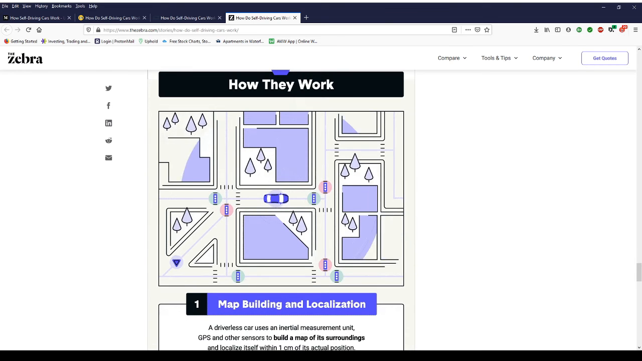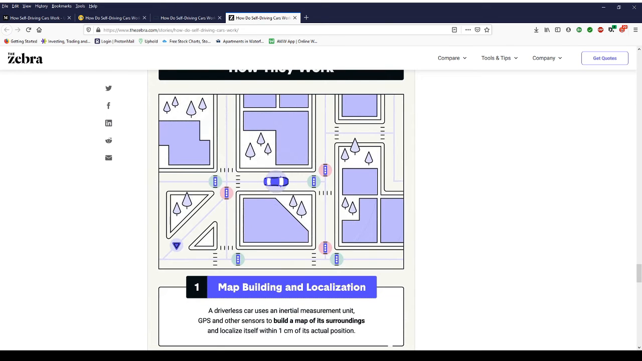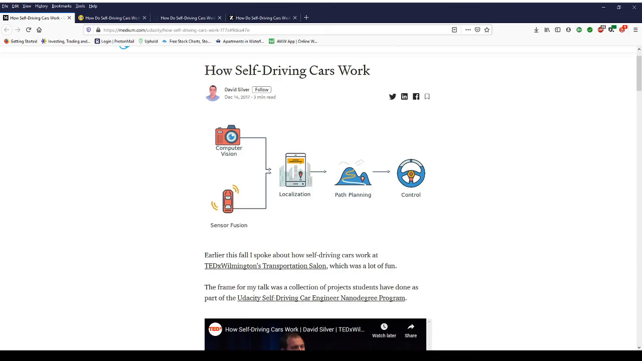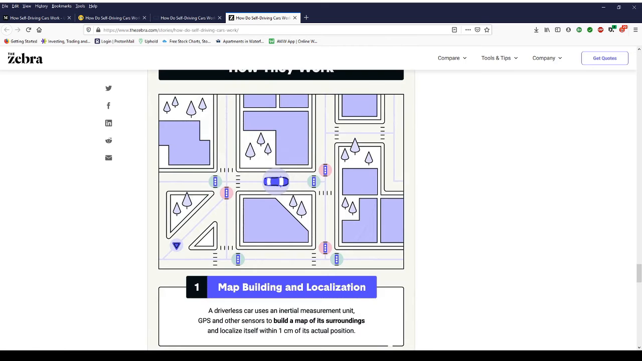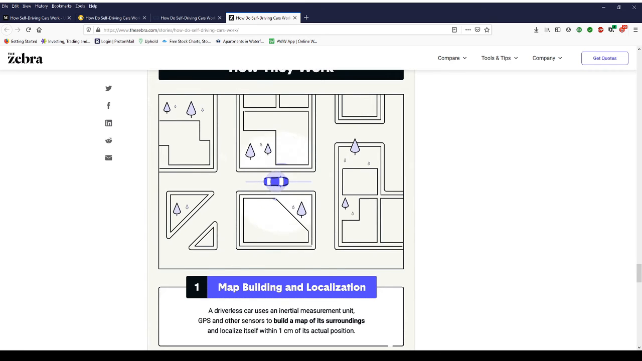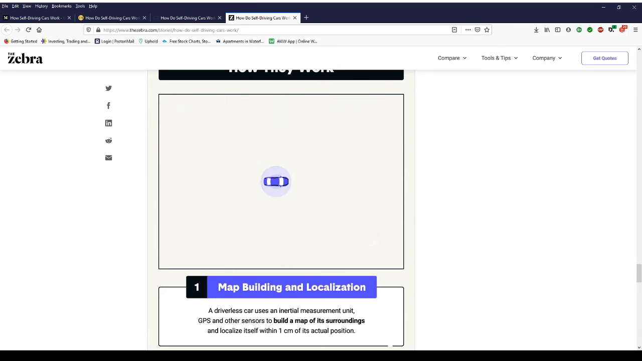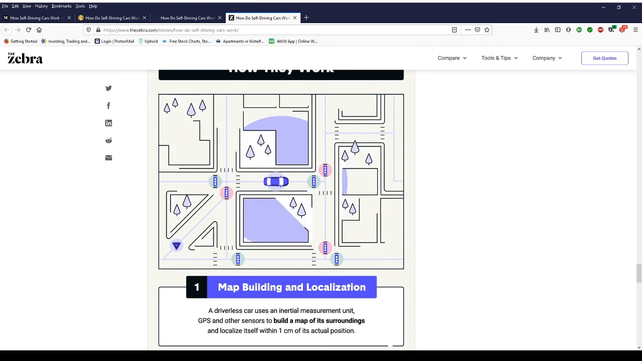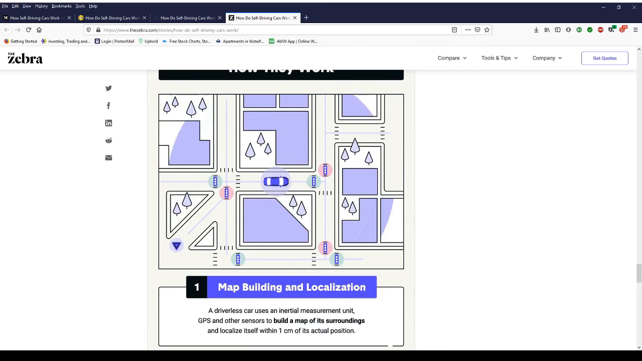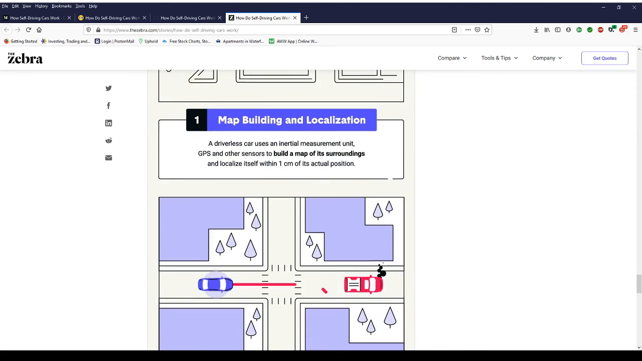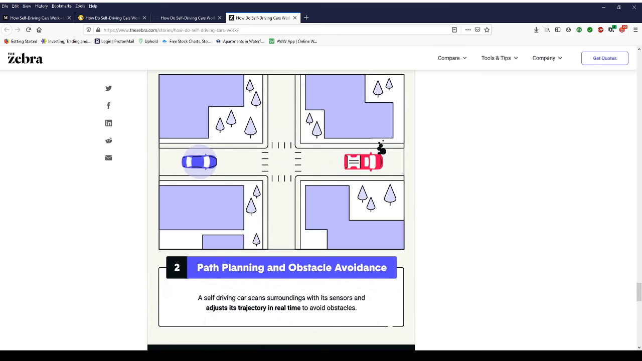One of the first stages here is map building and localization. Once we have all the data from the sensors, as we explained, we have sensor fusion. We merge all the data from all the sensors. We can actually build a map of the environment surrounding the vehicle, and we can also have a localization of where it is. Once we know where we are and what the environment is, we can make a decision. We can plan our road, and here we have path planning.